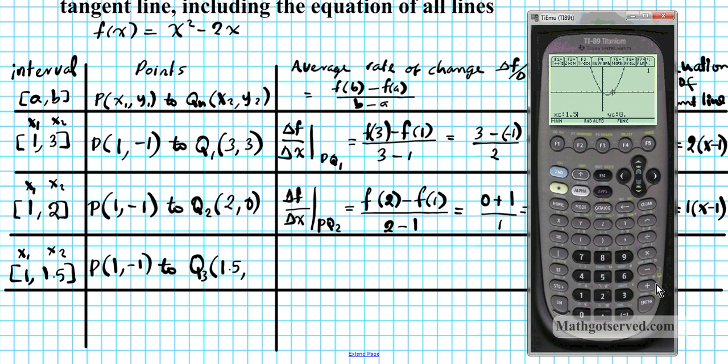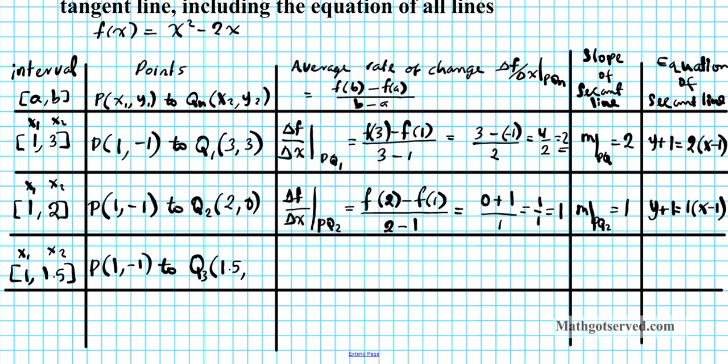1.5. Press enter. Negative 0.75, or negative 3/4. So our output value, or y2, is going to be negative 0.75. Now let's compute the average rate of change, or the slope of the secant line through these 2 points. That's going to be delta f over delta x of the secant line PQ3.